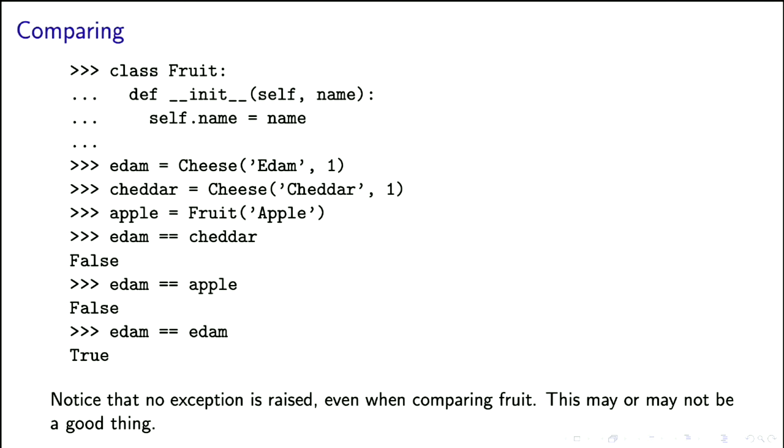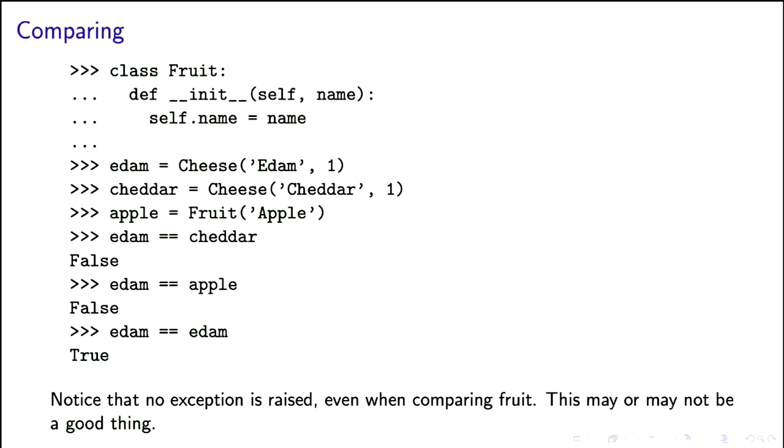So specifically, let's suppose we have cheese, and then just for the sake of argument, let's have some fruit so we can look at some different comparisons. I'll construct some Edam, and I'll construct some cheddar. And while we're at it, I'll get an apple. I'm starting to think about lunch. And we'll think about some comparisons. If I compare Edam with cheddar, it turns out their names are not the same. Edam is not the same thing as cheddar. We're going to return False.